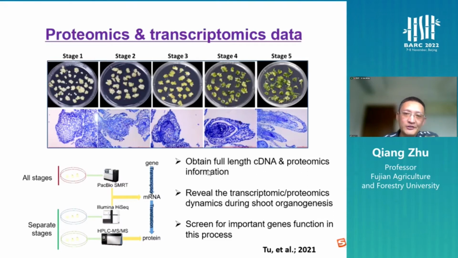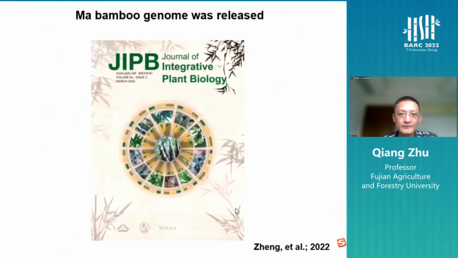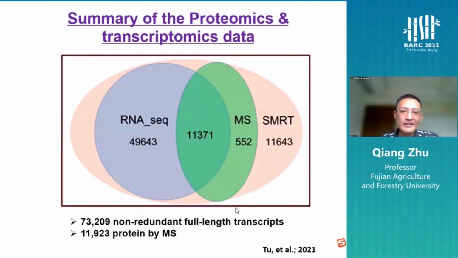So our goal is to obtain full-length cDNA as well as proteomics information. And also we want to reveal the transcriptomic as well as the proteomics dynamics during shoot organogenesis. And by this analysis, we hope we can screen for some important genes that work in this process. I will not go into detail. In summary, we got around 73,209 non-redundant full-length cDNA transcripts, as well as 11,923 proteins by mass spectrum analysis.